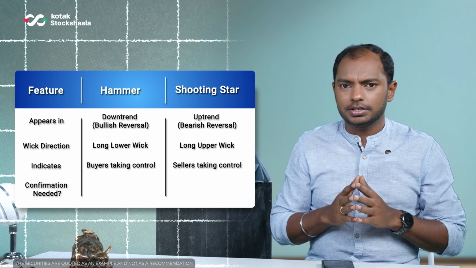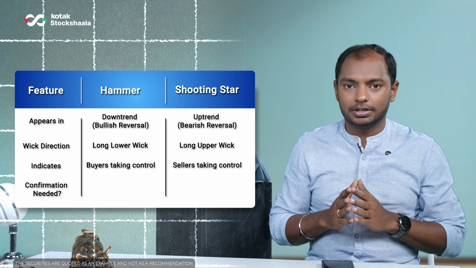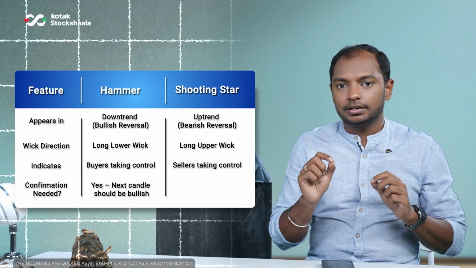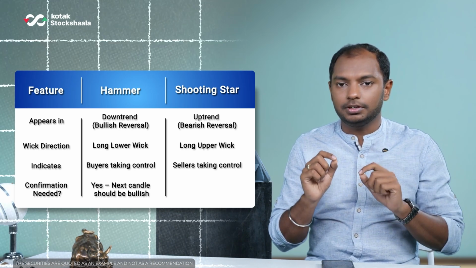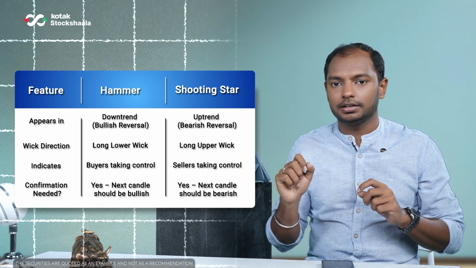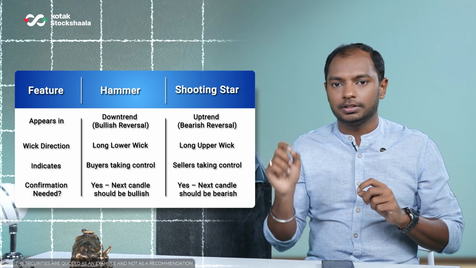Do we need confirmations for either of them? Absolutely. The hammer requires a confirmation wherein a bullish candle is there just after the formation of a hammer, whereas for a shooting star there should be a bearish candle right next to it to confirm that it is a bearish trend.